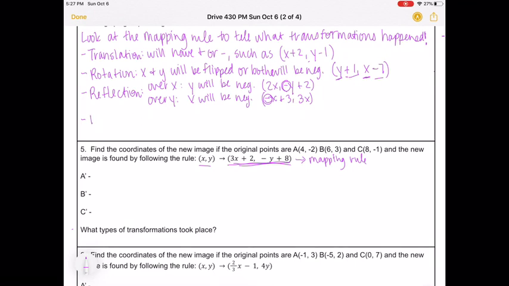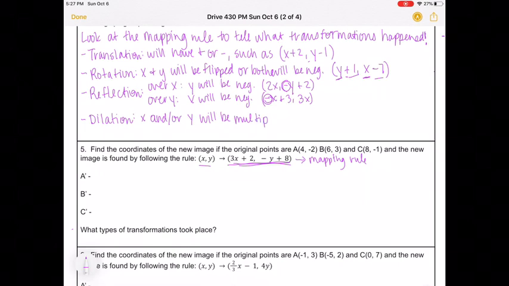All right, and lastly, dilation. So remember, dilation is the one that changes the actual size of the shape. So it is always dealing with multiplication. So x and or y. So it might only be one of them, might be both of them. So x and or y will be multiplied.